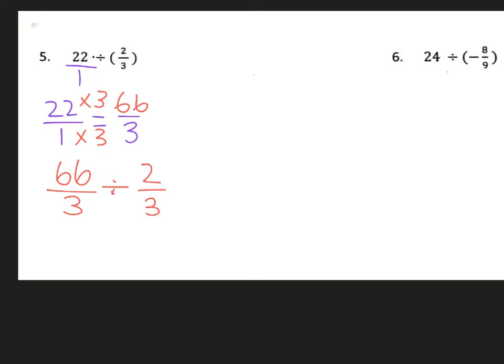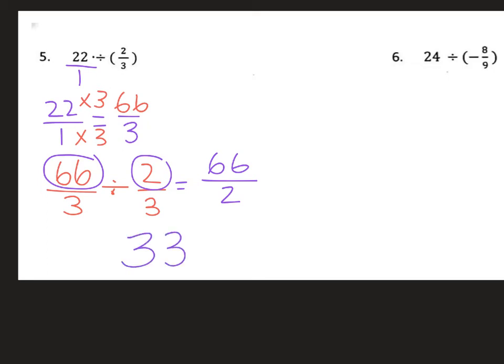So see, now they have common denominators, and we can take our 2 numerators, so 66 and 2, and turn them into our answer. So 66 goes on top, it's our first numerator, and then 2 goes on the bottom. And when you simplify that, 66 over 2 simplifies to the whole number 33. So again, if you keep, change, flip, and you got the answer 33, that is absolutely okay.